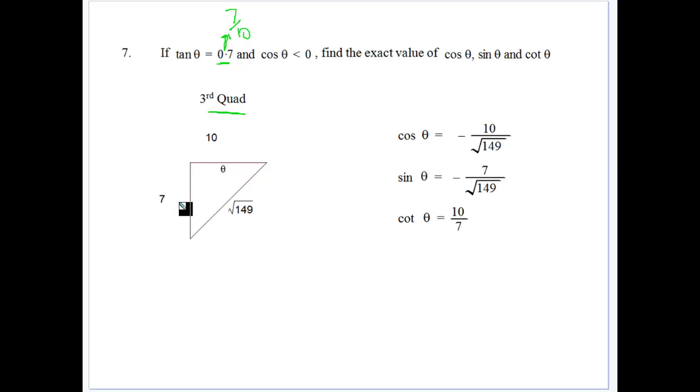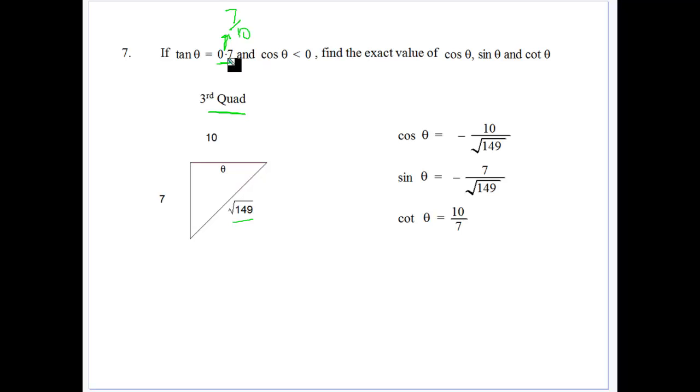So that would give us 7 as the opposite, 10 as the adjacent, which leaves us square root of 149 as our hypotenuse, because 10 squared plus 7 squared, 100 plus 49, take the square root. So Pythagoras' theorem gives us square root of 149 there. And that leaves us to get cosine of theta, which would be 10 on square root of 149. The sine would be 7 on the square root of 149. Both are negative because we're in the third quadrant. And cotangent would be, well, if tan is 7 on 10, cotangent would be 10 on 7 because it's a reciprocal of that value there.